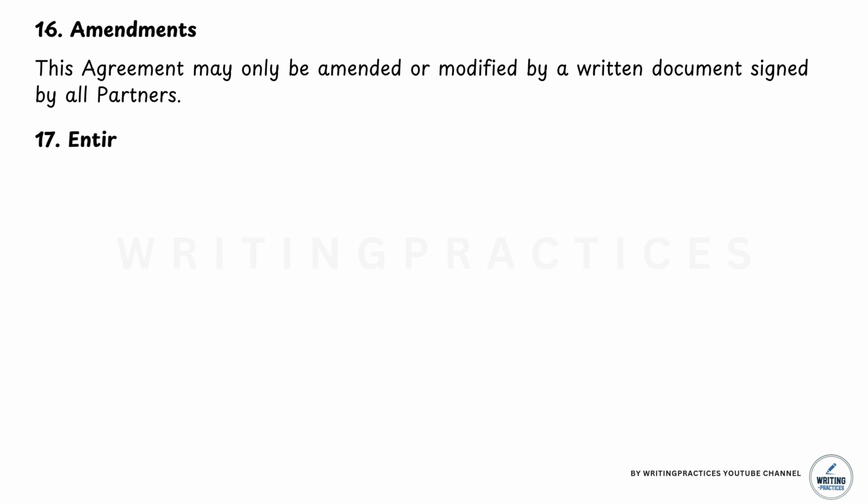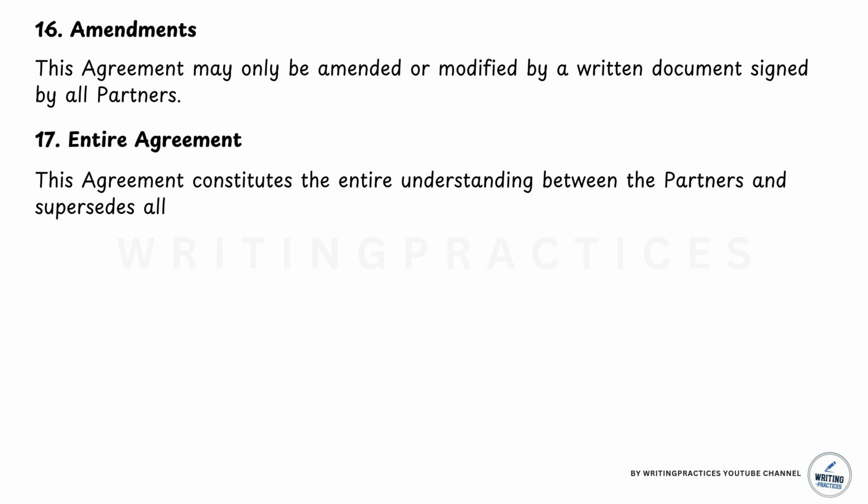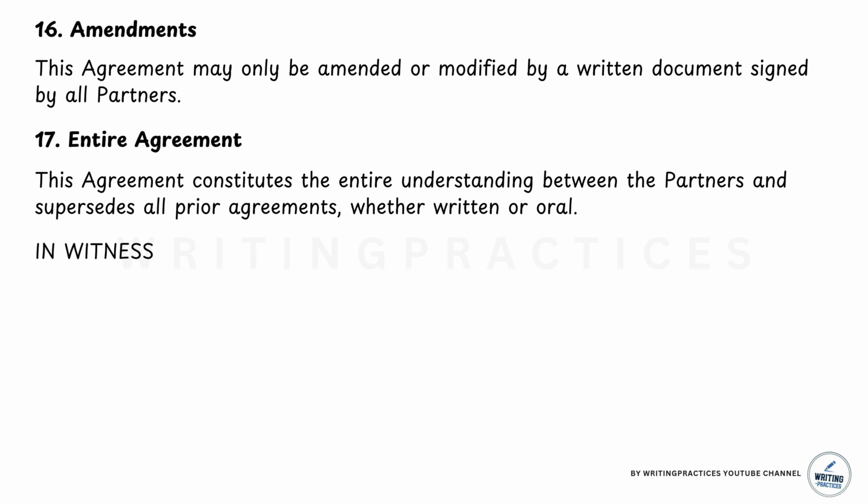Point number 17. Entire agreement. This agreement constitutes the entire understanding between the partners and supersedes all prior agreements, whether written or oral. This clause confirms that this document is the complete agreement. This is important because it prevents claims based on outside discussions. Legally, it strengthens the enforceability of the contract. Closing statement and signatures.